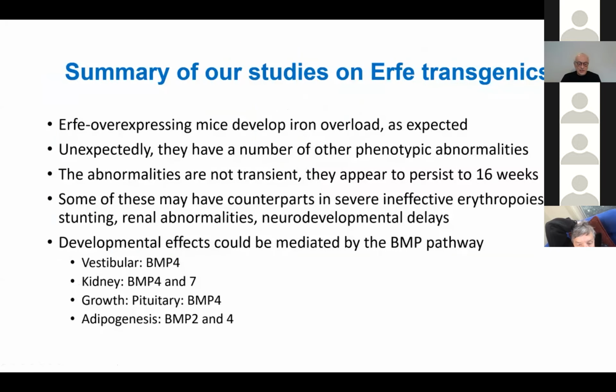So to summarize these studies on the ERFE transgenics, ERFE overexpressing mice develop iron overload as we predicted they would. Unexpectedly, they have a number of other phenotypic abnormalities. These are not transient. They appear to persist to 16 weeks. And some of these may have counterparts in severe ineffective erythropoiesis, specifically in congenital anemias, such as pyruvate kinase deficiency or severe alpha thalassemia, where you can see stunting, renal abnormalities, neurodevelopmental delays.